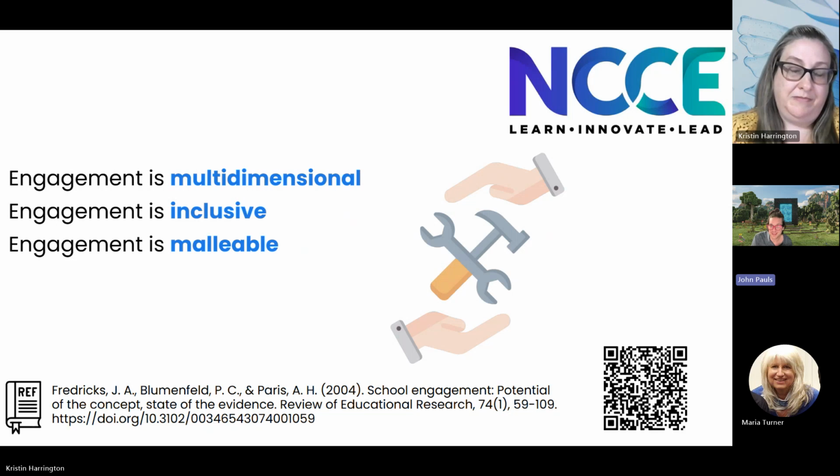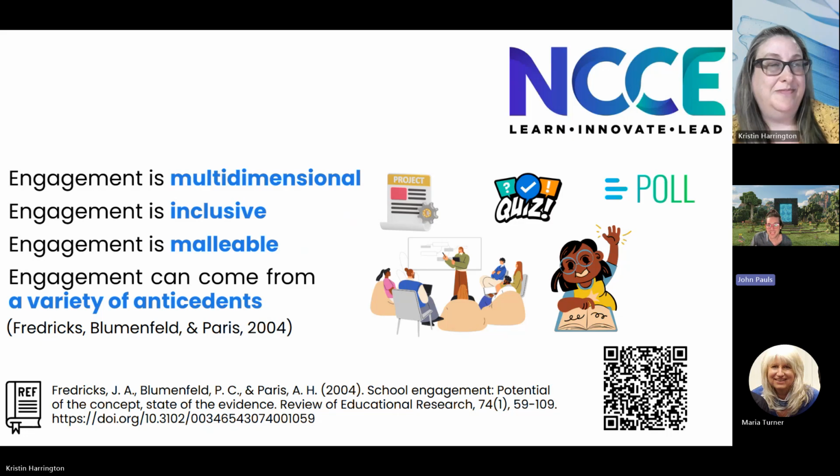Engagement is also malleable. So whether you have this one strategy that worked this one year with these one students, the next year it might be completely different, and that may not work to engage your learners. So having that toolbox of tools and strategies just helps us show up and be more prepared to meet all of our students' needs. And engagement can come from a variety of antecedents.